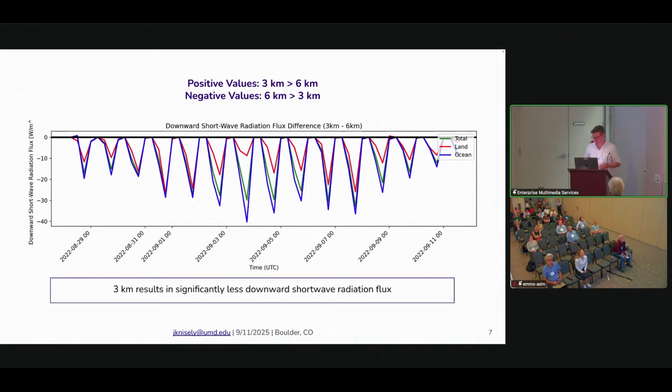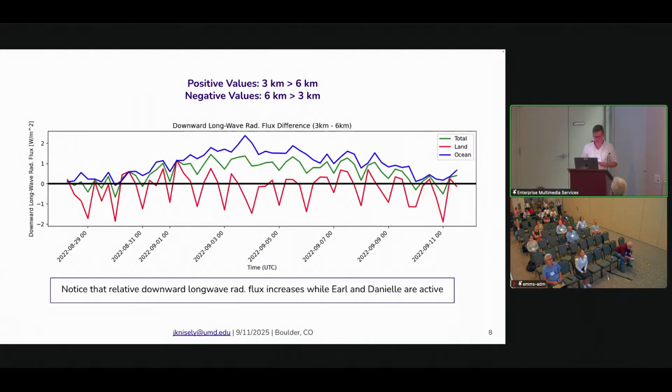And so we can also take a look at downward longwave radiative flux. These values, you'll notice the y-axis is an order of magnitude smaller. And so these are less significant overall, but I do find it very interesting that when Earl and Danielle are both very active, we can see that in this figure. I mean, we can see that the downward longwave radiation flux changes relatively over the ocean.